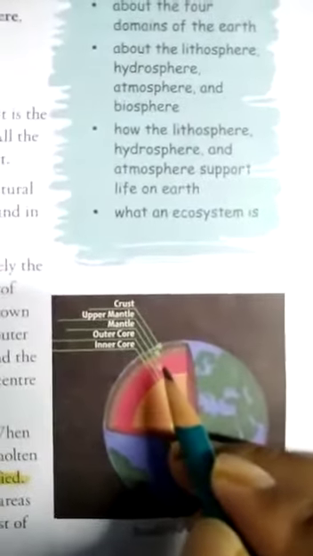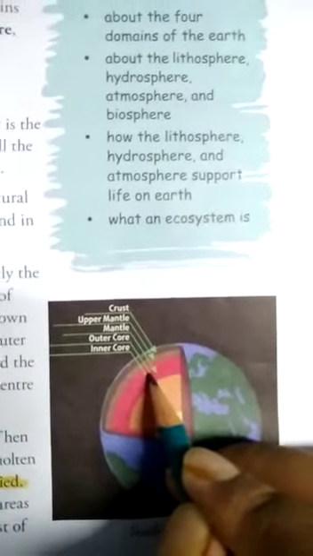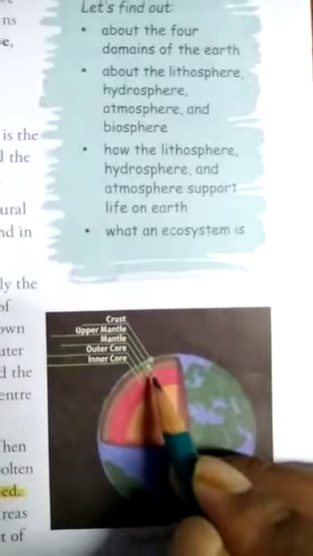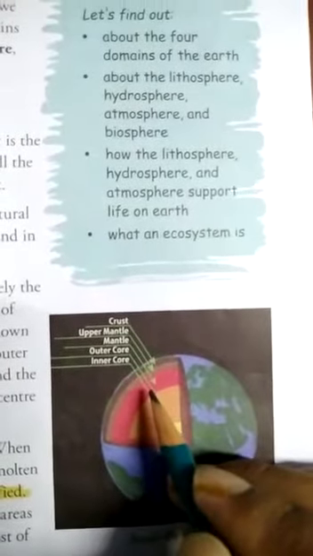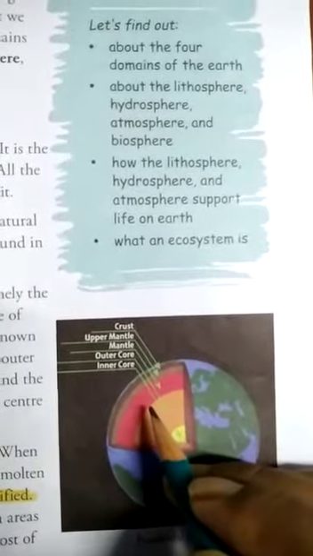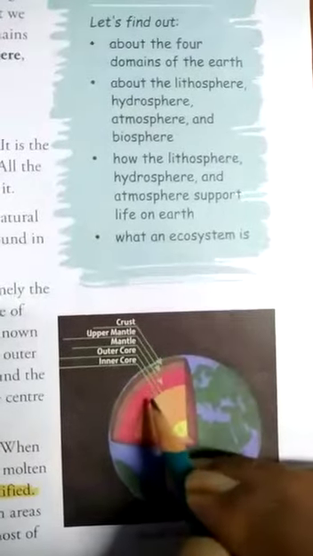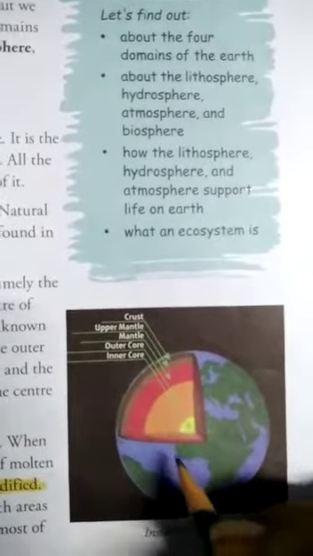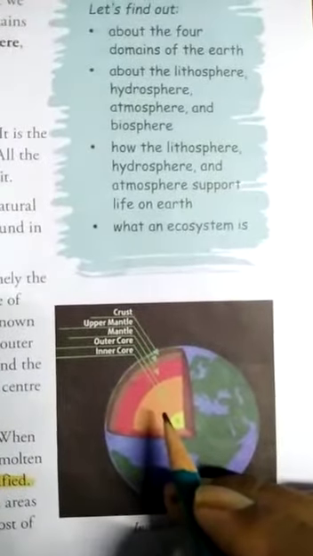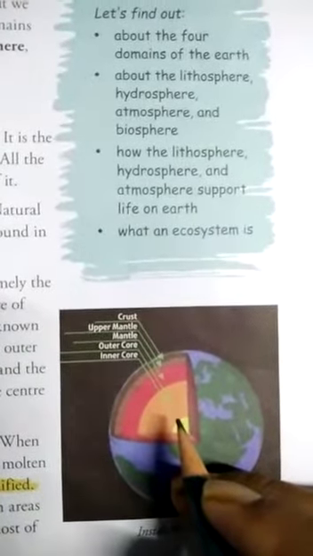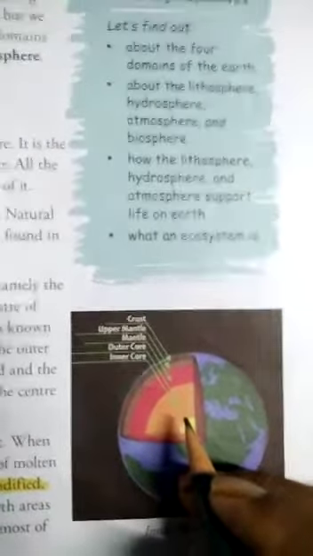Then we have the mantle, which is between the crust and the core. You can see the red colored part, which is in the form of molten rocks. These are called magma. And then the outermost layer of the earth is called crust, where we live or where we stand.